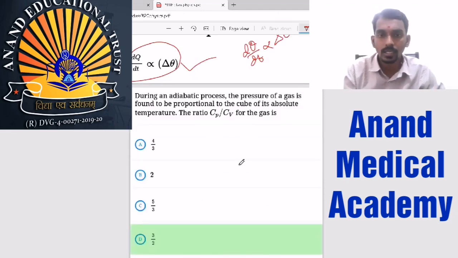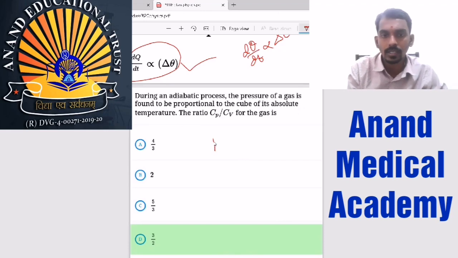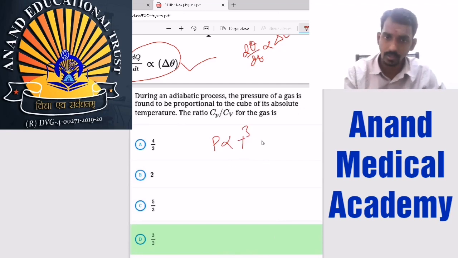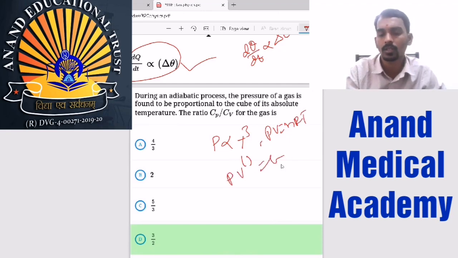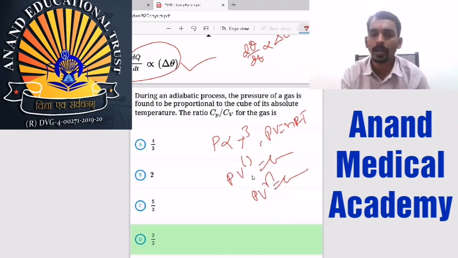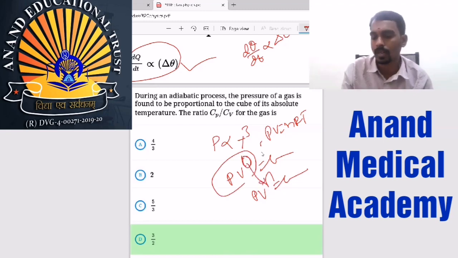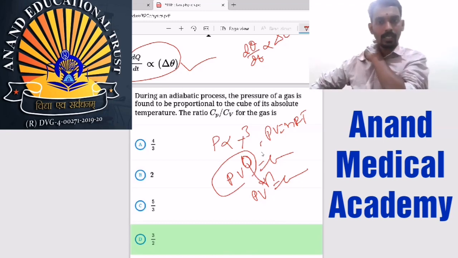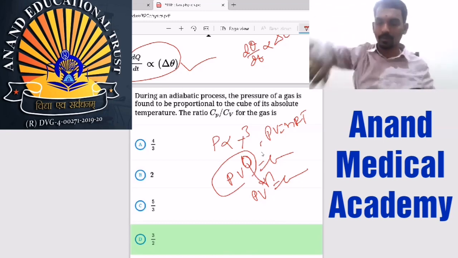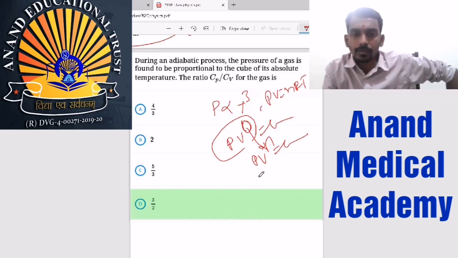Now here they are asking that the pressure of the gas, they will give the relation. Pressure is proportional to cube of absolute temperature. So from this, use the ideal gas equation PV equal to nRT and find the relation PV power something equal to constant, because the actual relation is PV power gamma. So if you find PV power something and compare that, something will be in the place of gamma. So you have to manipulate the given equation in terms of PV power gamma. Then you will get the gamma value.